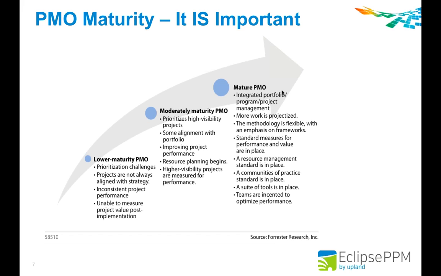Upon PMO startup, it's very common for PMOs to be at the lowest level of maturity, and therefore they're disconnected from the project selection process. This prevents 100% alignment to strategic objectives. You can see that level at the far left. Most PMOs that have been underway for a while fall in the center of this chart, the moderately mature PMO. They prioritize the high visibility projects, but other projects are not prioritized.